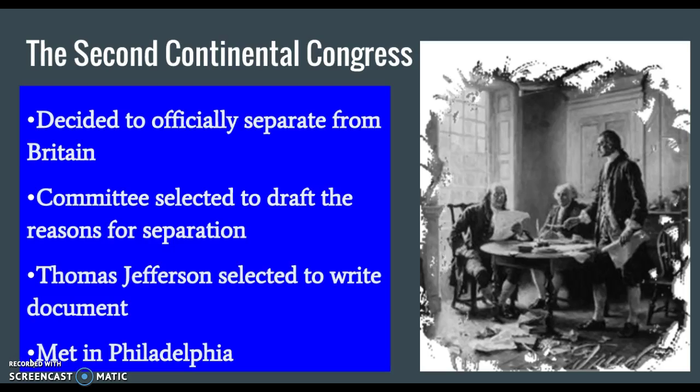It was time to make the split from Great Britain official. After the initial battles of the war, the Second Continental Congress convened in May 1775 in Philadelphia to call for an official separation from Britain. A committee including Thomas Jefferson was selected to write a draft of all the reasons the colonists wanted complete separation from Great Britain.